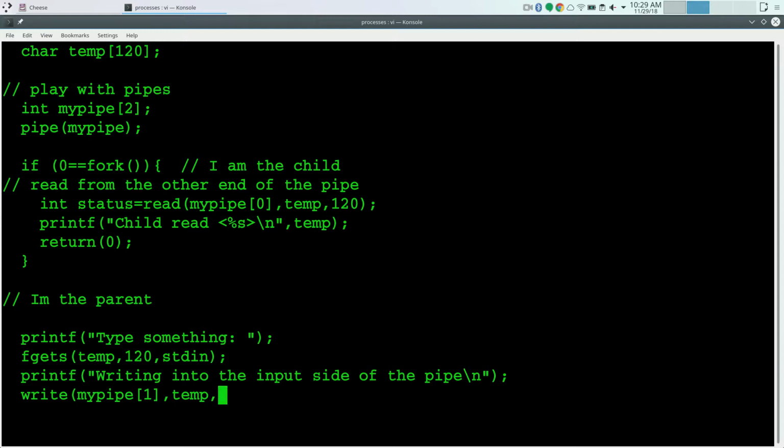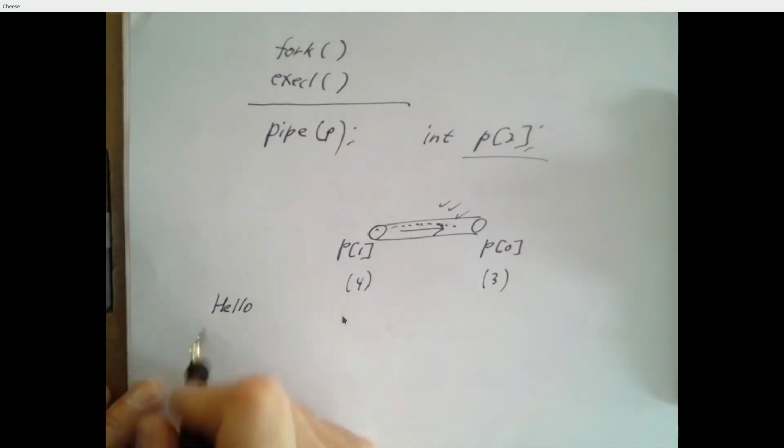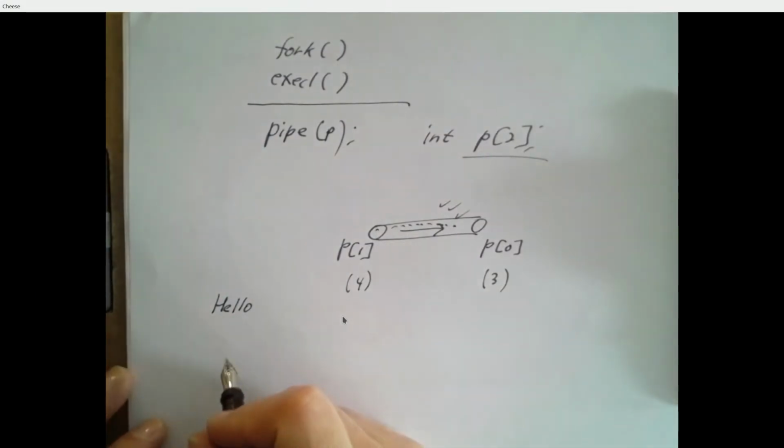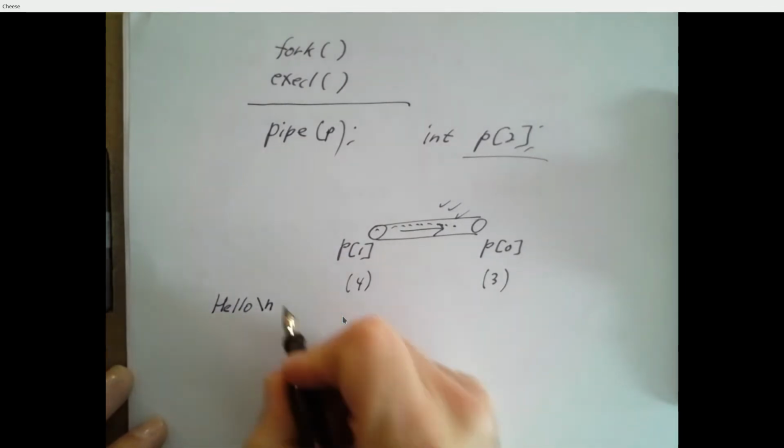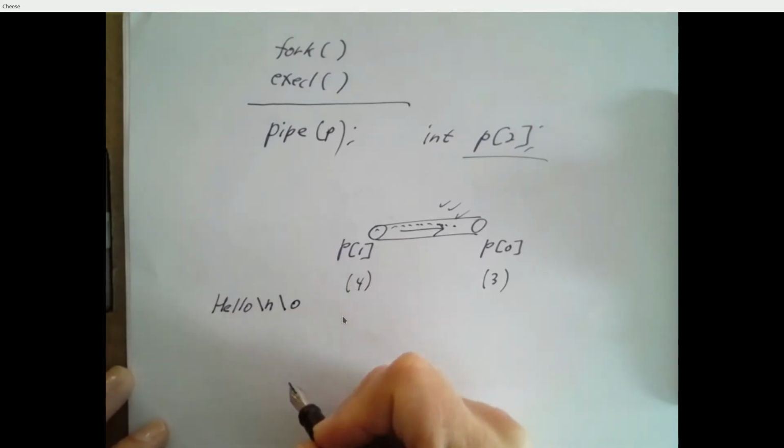How many characters do we want to write? This is a good edge question. Suppose we type hello. And we hit enter. So we just did an fgets, we typed hello and hit enter. What does temp look like? It's got HELLO, what else? A new line. What else? A null terminator. It's gonna have a null terminator because fgets will put a null terminator on for us.